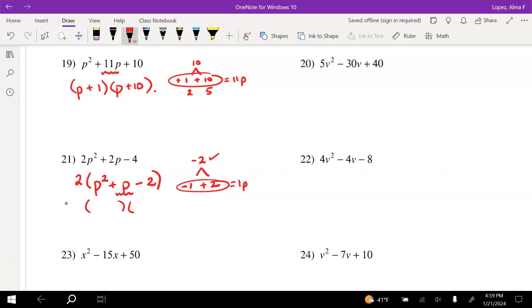So you're going to open up your two parentheses factors. Factors of p squared are going to give us our lead terms of p and p. And then I'm going to use a negative 1 and a positive 2. And don't forget to bring down that extra 2 that you factored out.